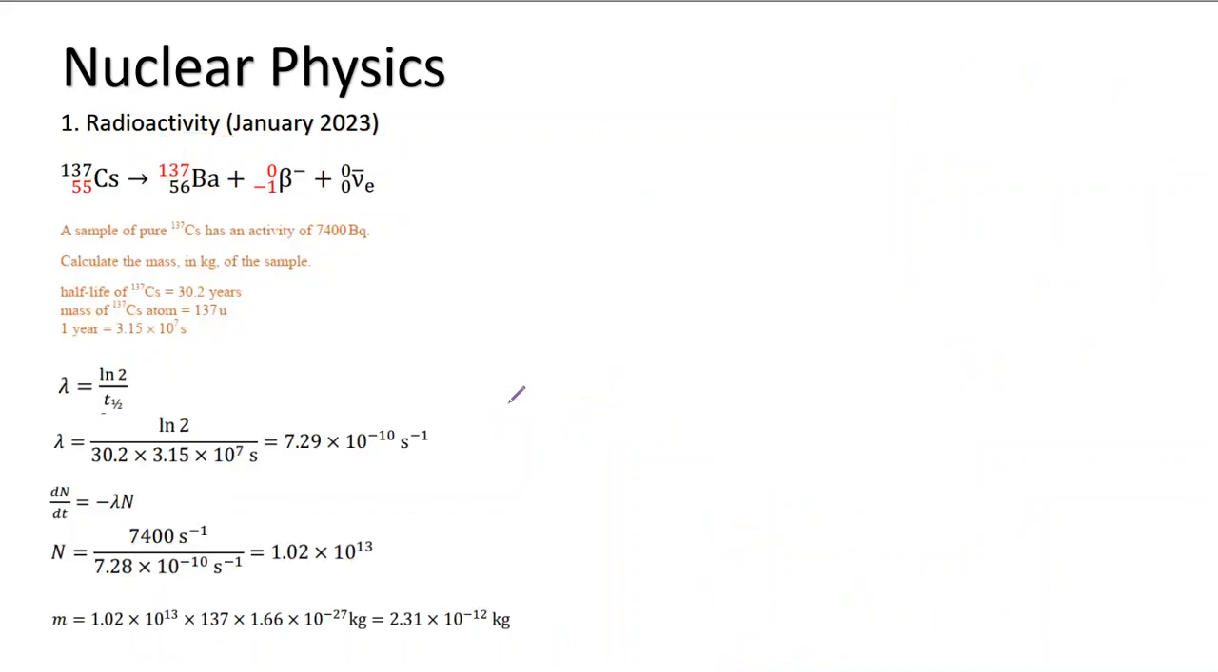Then we move on to nuclear physics, radioactivity. A sample of pure Cs has an activity of 7400 becquerel. Calculate the mass in kg of the sample. Half-life is given, mass of Cs is given, and atom is given, and the value of 1 year in seconds is also given. So the moment you come across half-life, just recall the equation T half equals ln 2 by lambda. If T half equals ln 2 by lambda, lambda would be equal to ln 2 by T half. So you find out lambda.